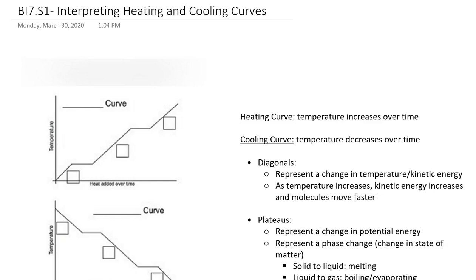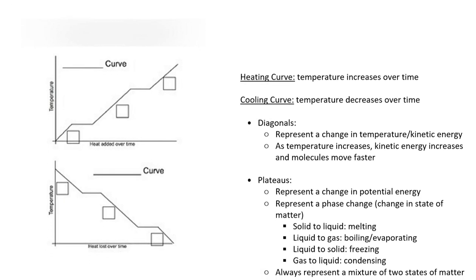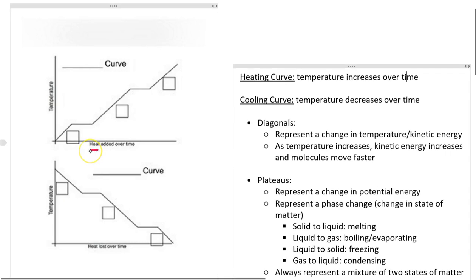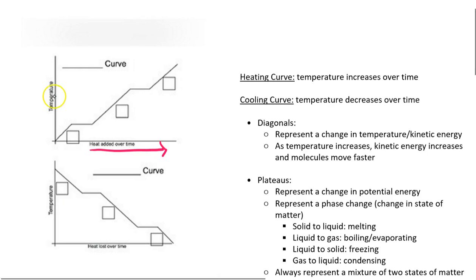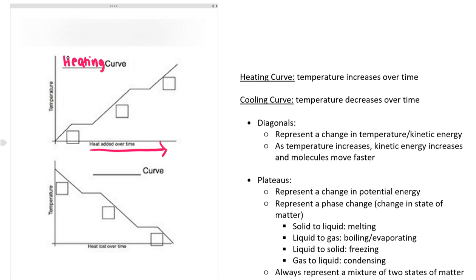Today we're going to go over Big Idea 7 Standard 1, Interpreting Heating and Cooling Curves. So here are two pictures. One is a heating curve, one is a cooling curve. The way that we can tell the difference is that in the heating curve, the temperature is going to increase over time. If we look at the x-axis, it's showing us the amount of heat that is added over time compared to the temperature. So this first one represents the heating curve because temperature is increasing over time. In a cooling curve, temperature decreases over time.